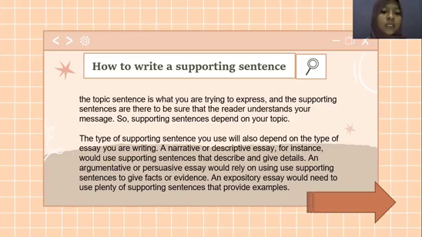For a narrative or descriptive essay, for instance, you would use supporting sentences that describe and give details. An argumentative or persuasive essay would rely on using your supporting sentences to give facts or evidence. An expository essay would need to use plenty of supporting sentences that provide examples. Next.